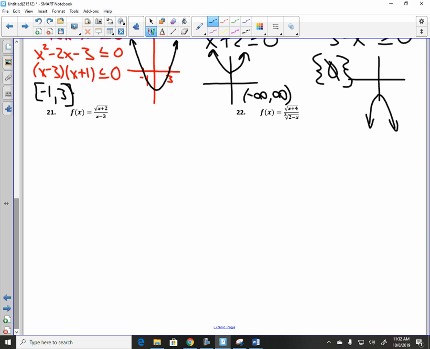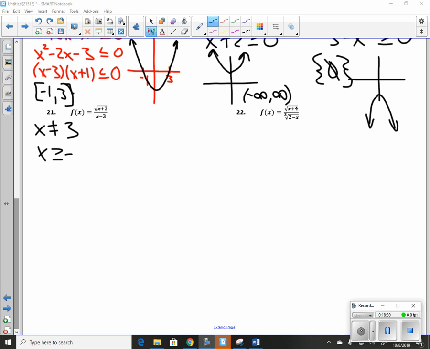Take 20 seconds, talk to a friend about number 21 to see if you can come up with anything intelligent about the domain. Go. Good. I heard some really intelligent things. Tell me what you were saying. You're right, x can't be 3. What else? x has to be greater or equal to -2. Aren't those conflicting statements? Because isn't 3 greater or equal to -2?